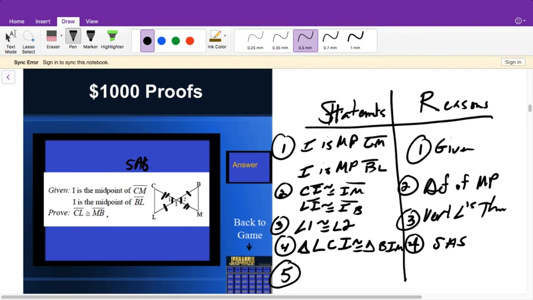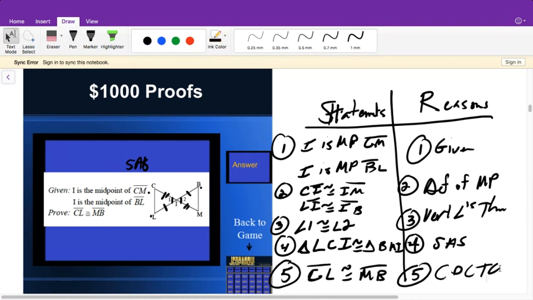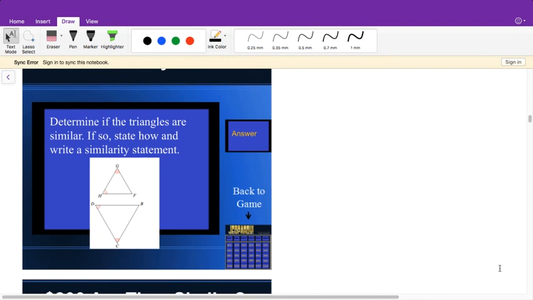And now we look and see, LCI, I'm sorry, it would have to be BMI, not BIM. This is why it's good to check your work, but BMI. And then we see that LC and MB are in the same spot. So CL is congruent to MB, and our reasoning is CPCTC.